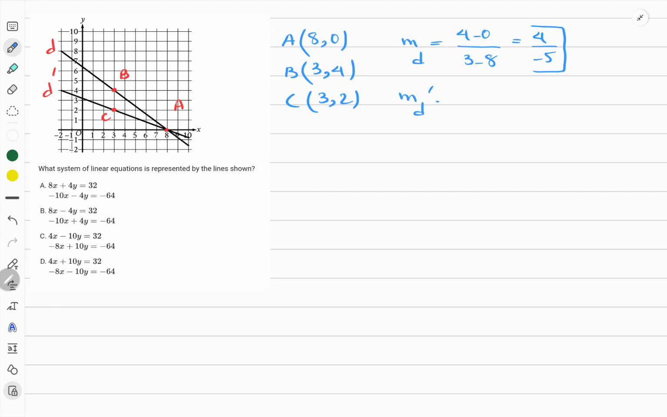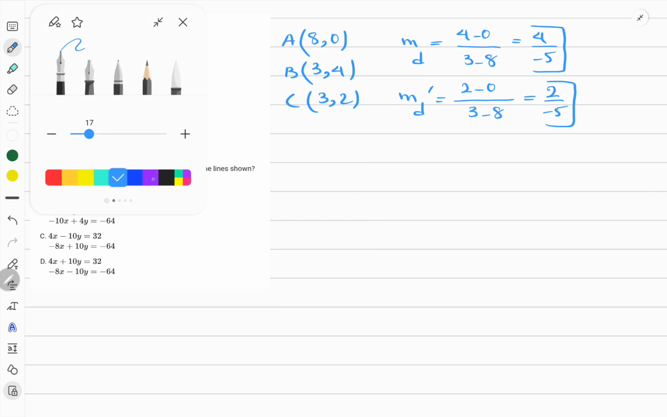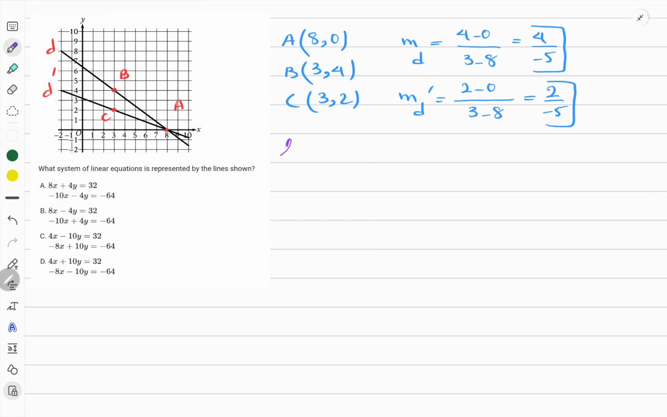And for finding the slope of D prime, you need these 2 points, A and C. 2 minus 0 over 3 minus 8. So the answer is 2 over negative 5. And now we can write the equation of line D. Y minus ya equals slope times x minus xa.